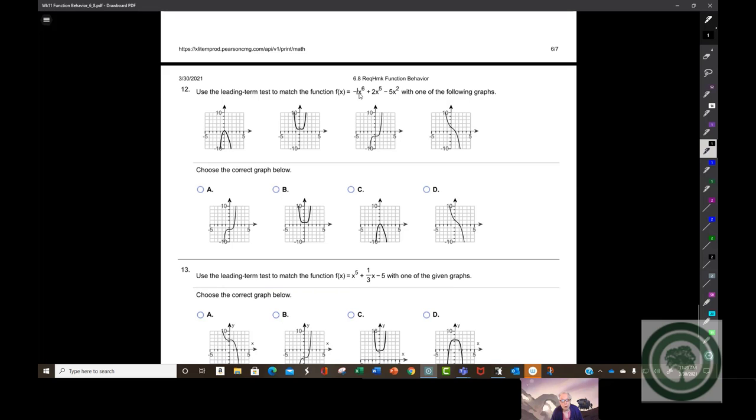How are we gonna know which graph is which? Well, don't choose these, come down here. This has to, regardless of what it looks like in the middle, it's gotta go down forever on the left and down forever on the right. And I know that because it's got an even degree and a negative leading coefficient. So this is the answer. Piece of cake.